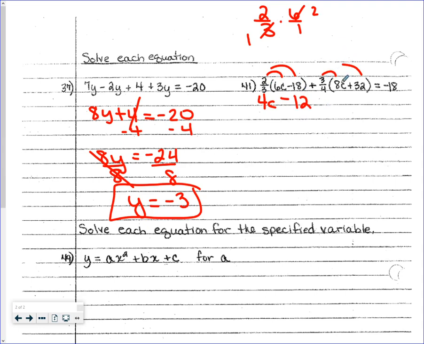Two positives, 3 over 4 times 8 over 1 with a C. Two positives make a positive. That's going to be 6C. Use your calculator if you want. 3 over 4 times 32 is 24. And that's still equal to negative 18.